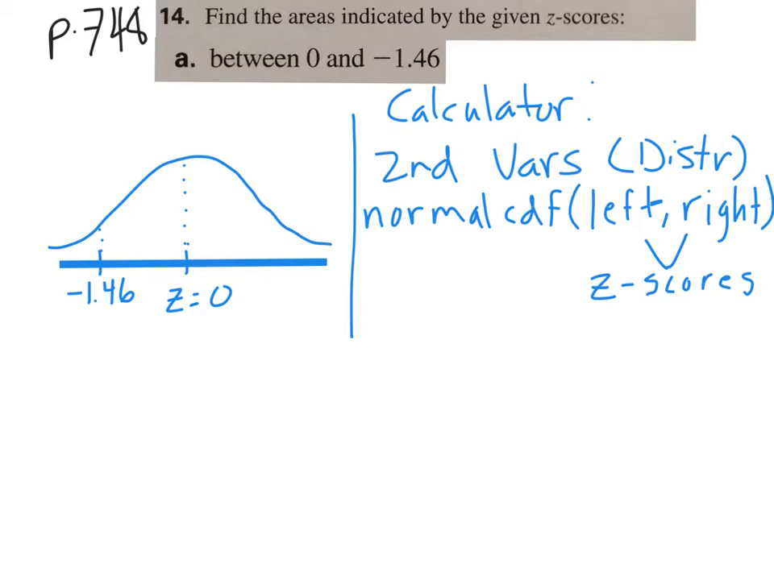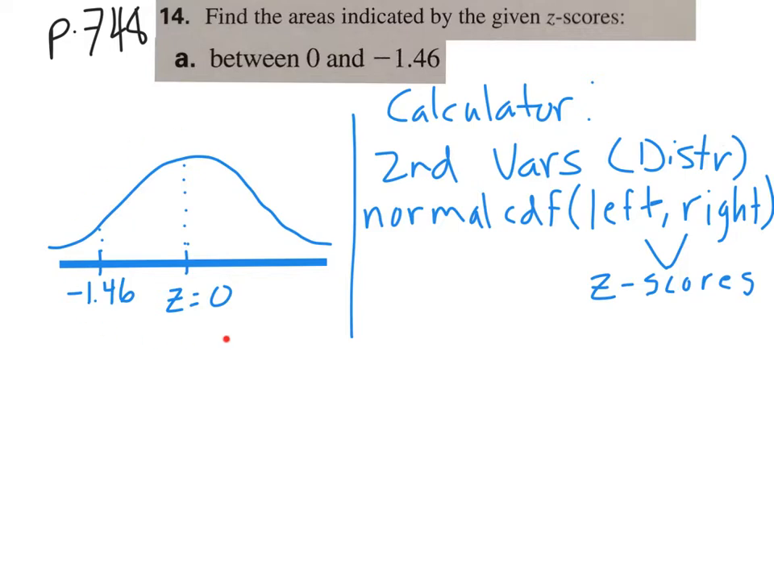So on page 748, we're going to try one of these problems. It says find the areas indicated by the given z-scores. We're going to do part A. It just says what area or what percent of values lie between 0 and -1.46. These, by the way, are z equals 0 and z equals -1.46. So again, I recommend you draw the picture before you try to figure out how to plug it in the calculator, because that's what we're going to do.